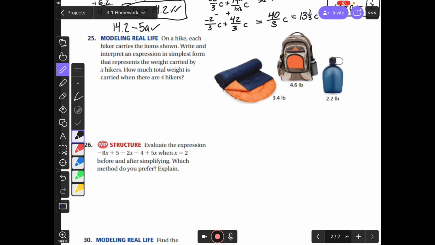Number 25, on a hike, each hiker carries the item shown. Write and interpret an expression in simplest form that represents the weight carried by x hikers. How much total weight is carried when there are 4 hikers? All right.